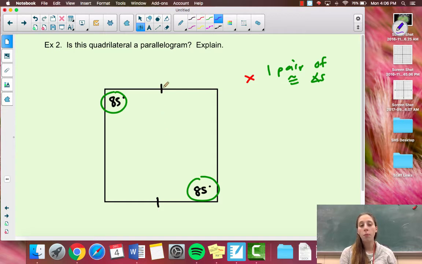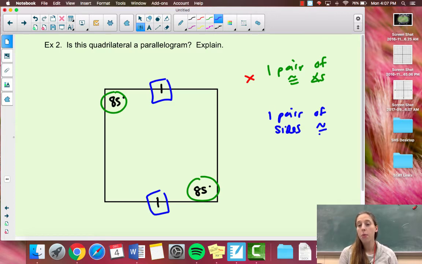And then we know that one pair of opposite sides are the same. So one pair of sides are congruent. But we have to have the other pair of sides. So in this case, do we have enough information? No, we don't. Yes, this is helpful, but we needed the extra information. So you would say, not a parallelogram.